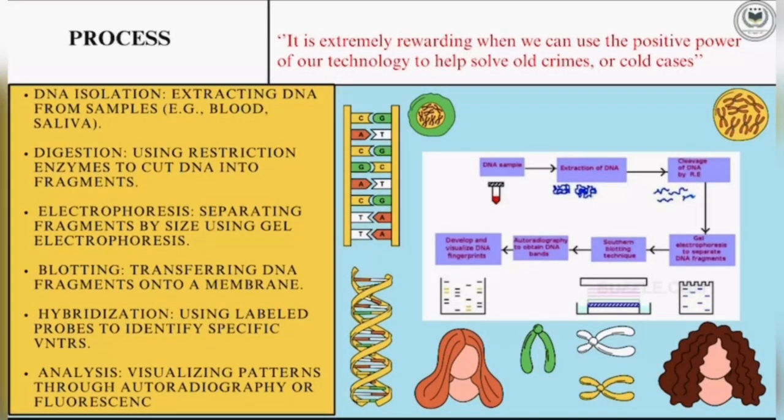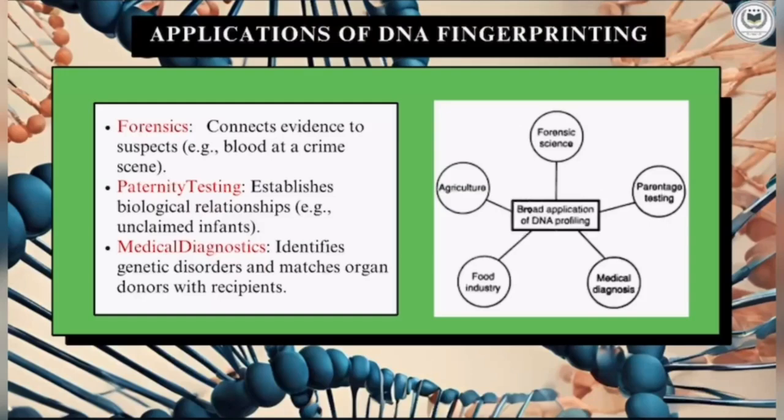Ninth, comparison. The DNA fingerprint from the sample is compared with other samples to establish identity or relationships. DNA fingerprinting is highly accurate and widely used for identification purposes in various fields. Applications of DNA fingerprinting. DNA fingerprinting has diverse applications across various fields, including forensics, medicine, and agriculture.